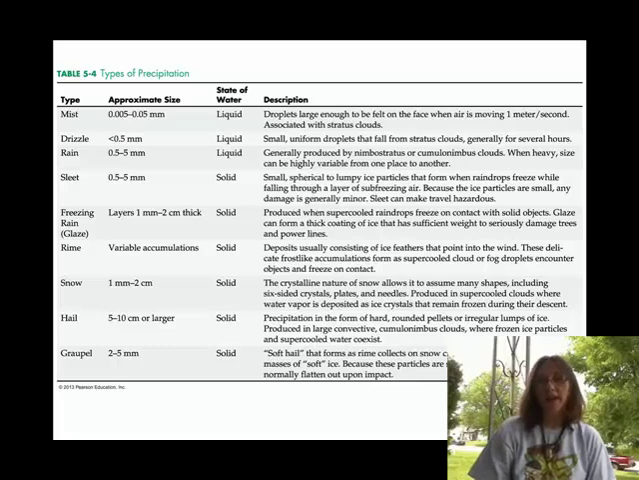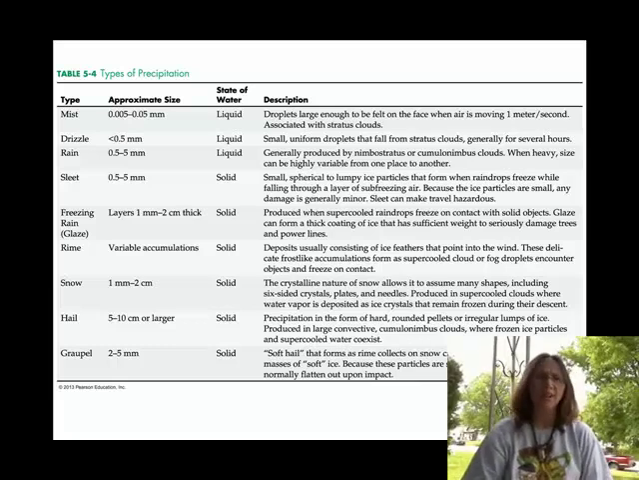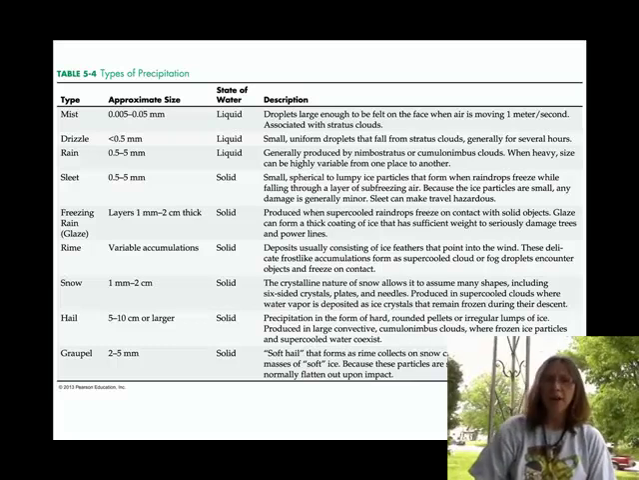Here is a good table of various types of precipitation. Mist, drizzle, rain, sleet, freezing rain. Rime is coming up. Rime is just kind of like thick frost as far as I can tell. Snow. We're going to talk about hail in a minute, because I haven't talked about hail yet, and graupel goes along with hail.